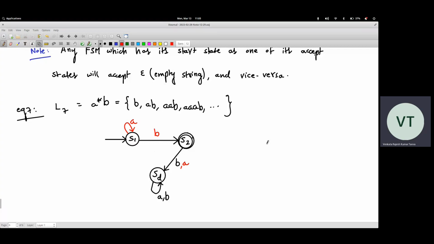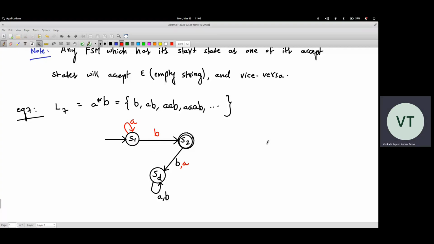As long as you are not seeing a B, it does not matter what other symbols you are seeing. Whether you are seeing an A or you're not seeing an A or you're seeing 10 A's, it does not matter. You are still in S1 because you have not seen a B. That's it. So for all the other symbols, you just loop on S1. You just stay in S1. So you haven't seen an A, you have seen 10 A's, you have seen 100 A's. You are still in S1 because you haven't seen a B. The moment you see a B, you change the state. You go to S2.